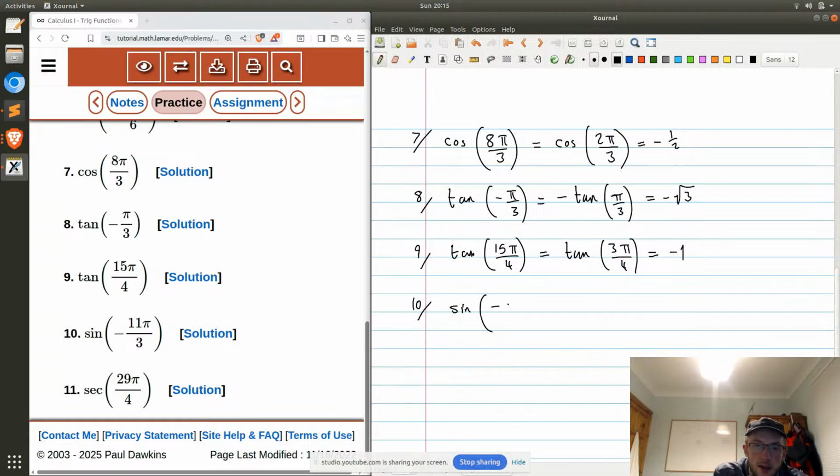Let's see, sine of negative 11 pi over 3. So that's the negative of sine of 11 pi over 3. The period of sine is 2 pi. And so here we would take away 6 from the numerator. No, wait. Right, so 6 pi over 3. So take away 6 from the numerator, yeah. So the negative of sine of 5 pi over 3.